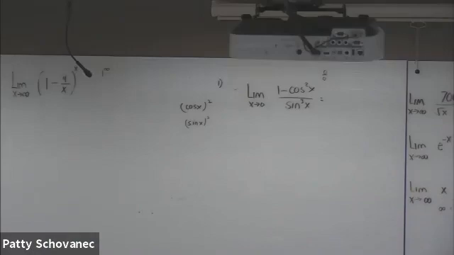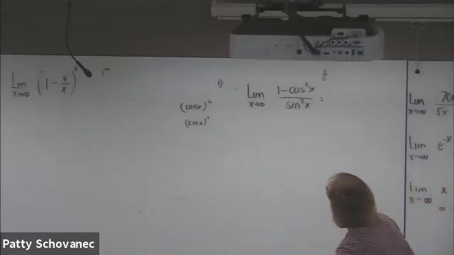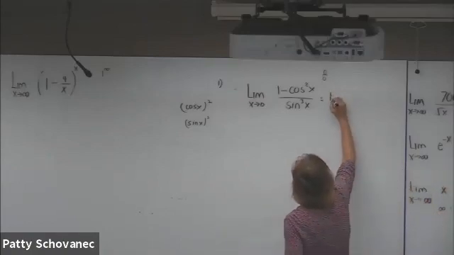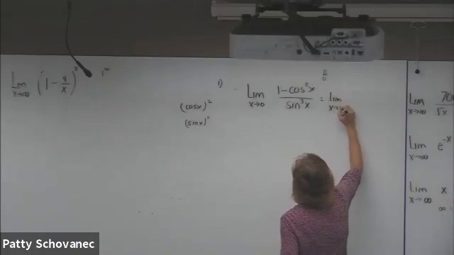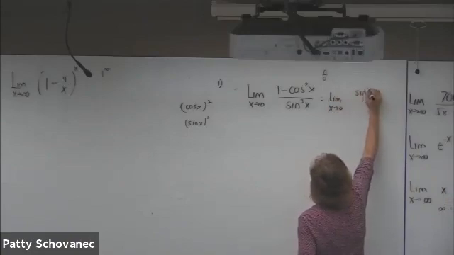Change the 1 minus cosine squared x to sine squared x. Oh, that'd be quick, wouldn't it? That's much quicker. Yeah, using the trig. Yeah, that's a lot easier.